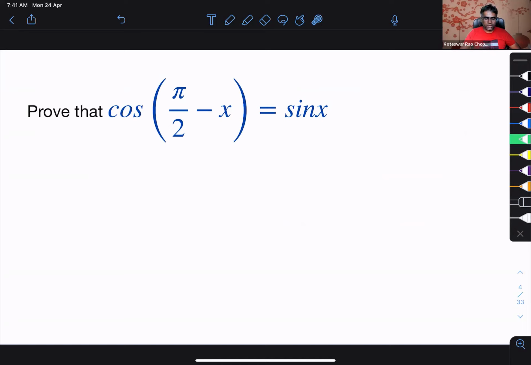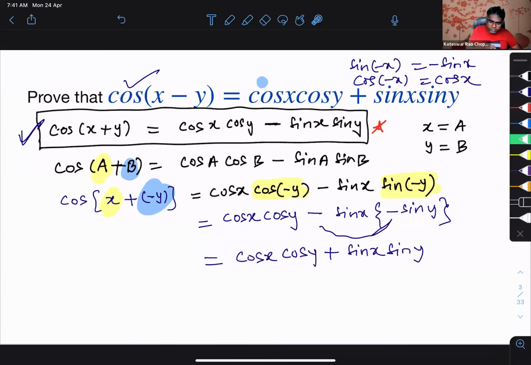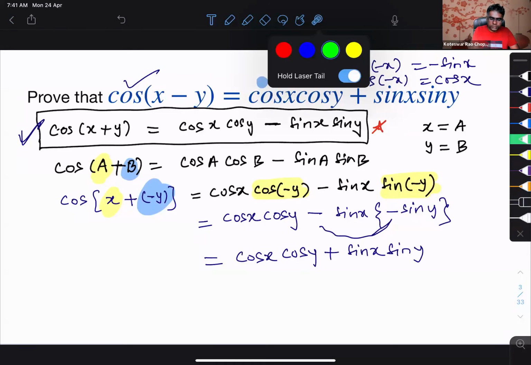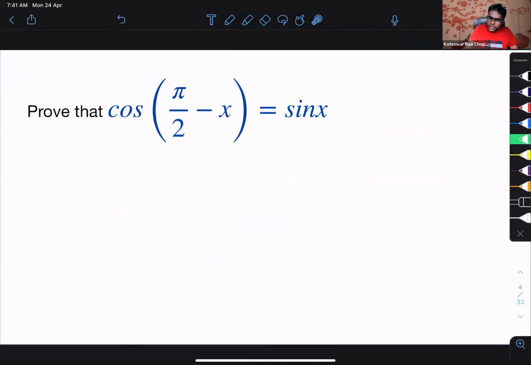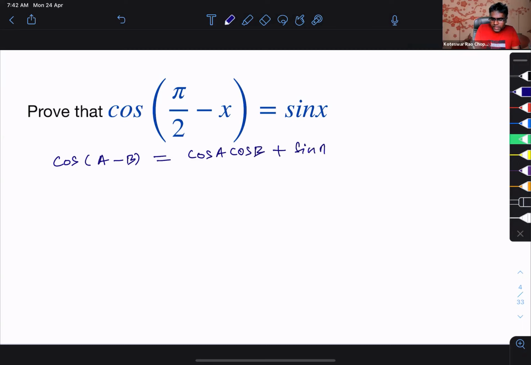So cos of pi by 2 minus x is sin x. Now here again, I'm going to take this result. Okay, so whatever we have here, so this result, cos of x minus y is cos x into cos y plus sin x into sin y. I'm going to write using a and b. Okay, so let me do that here. So what do we have? Cos of a minus b is equal to cos a into cos b plus sin a into sin b.